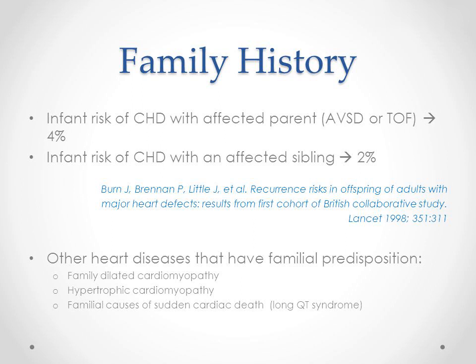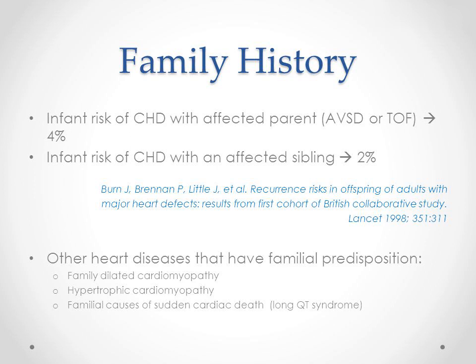Family history. Infant risk of CHD with an affected parent, AVSD or TOF, 4%. Infant risk of CHD with an affected sibling, 2%. Byrne J., Brennan P., Little J., et al. Recurrence risks in offspring of adults with major heart defects: results from first cohort of British collaborative study. Lancet 1998, 351:311.